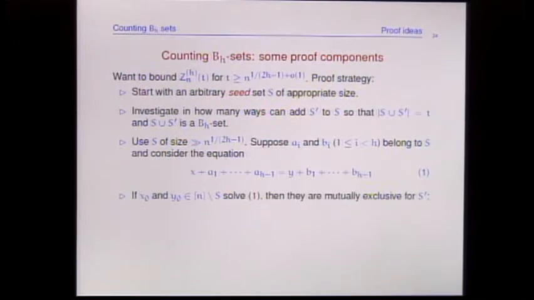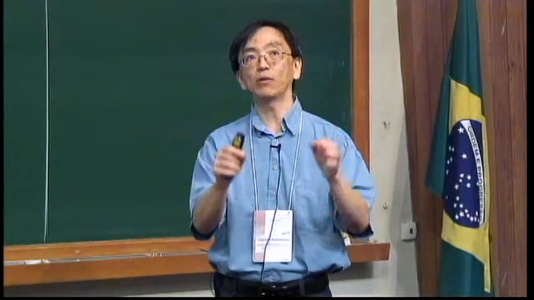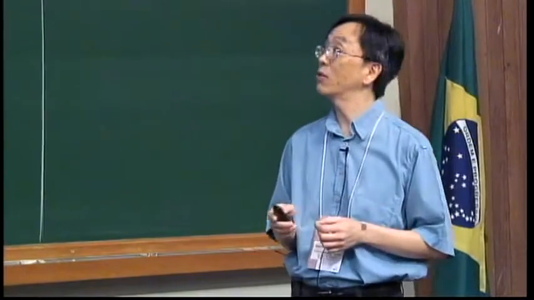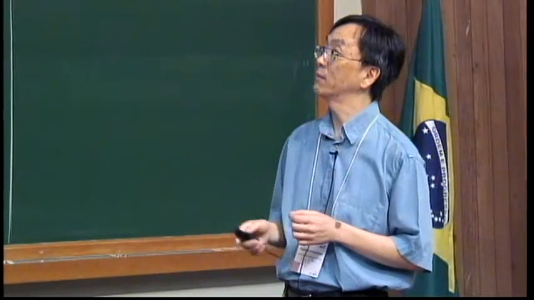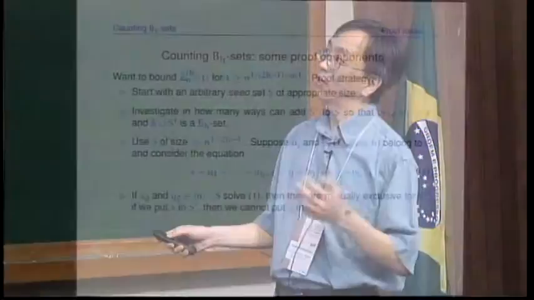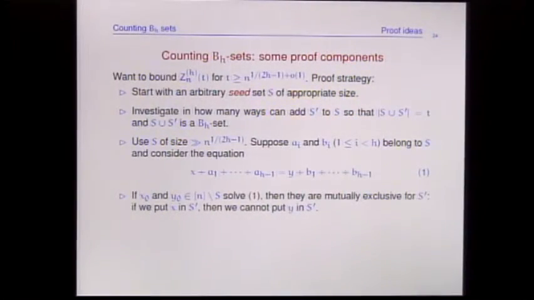Right? So I have A1 up to AH minus 1, B1 up to BH minus 1. That's already there. I cannot put both X0 and Y0 solving this equation into S prime. If I put X0 in S prime, then we cannot put Y0 in S prime. So we focus our attention on this equation.